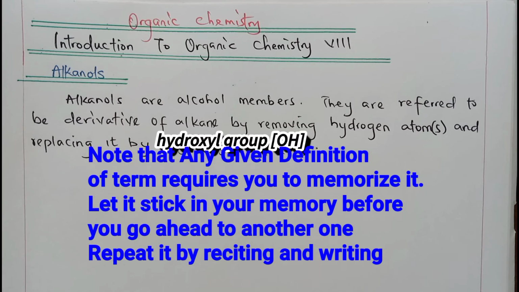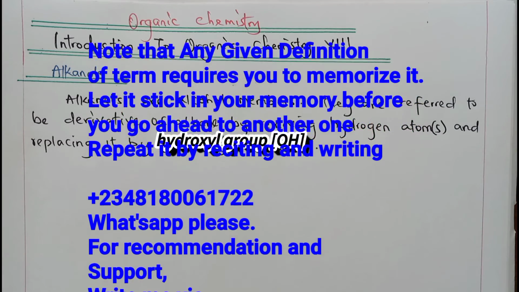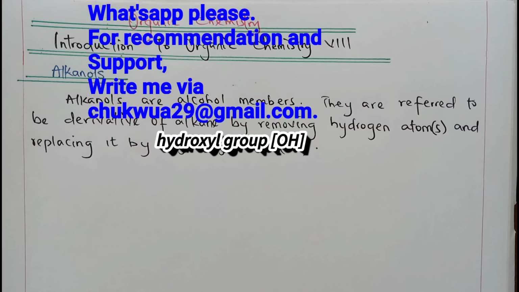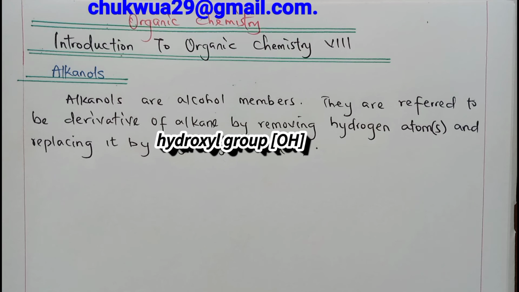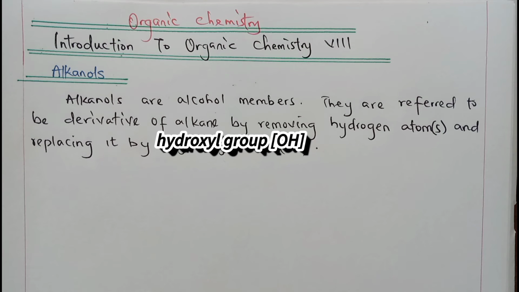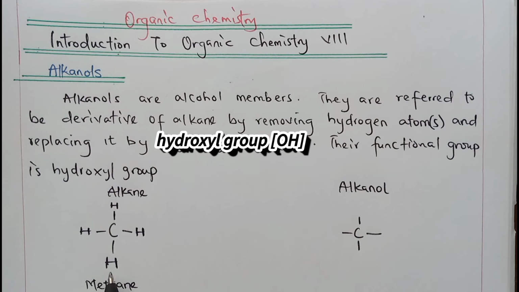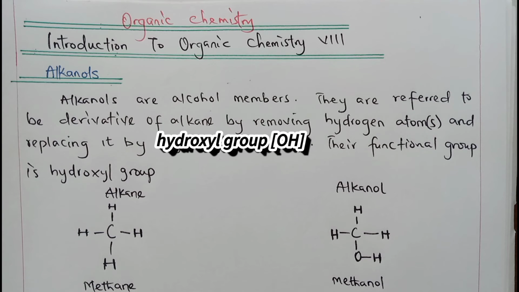Alkanols are alcohols, and they are actually referred to as derivatives of alkanes. How we do this is that we remove a hydrogen atom or atoms, depending on the number of hydroxyl groups that are going to be present in that alkanol. Therefore, we can have something that looks like this. In this methane, if we remove one of the hydrogens here and insert OH, we will have methanol.